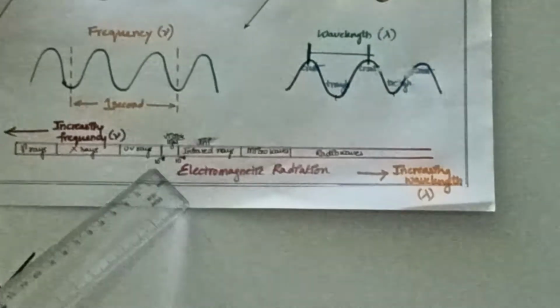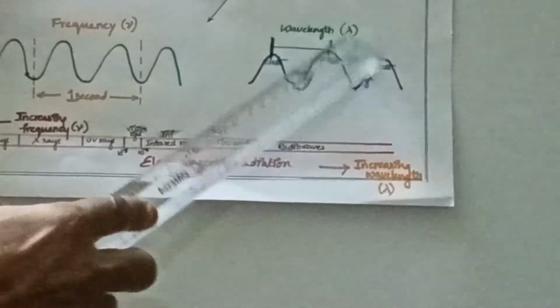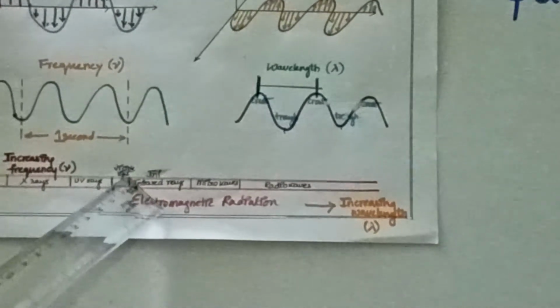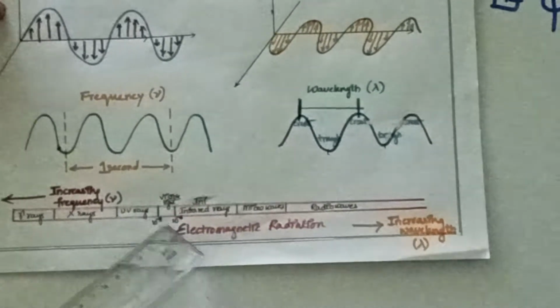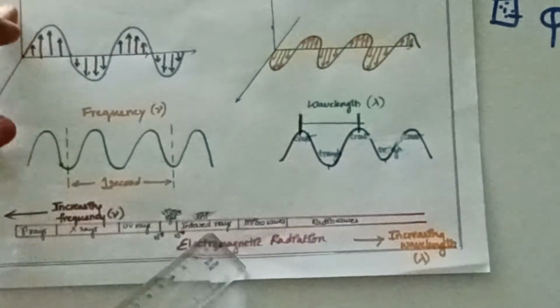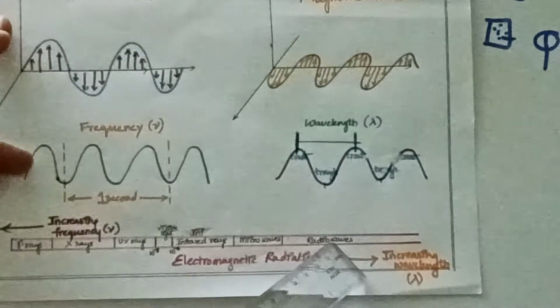Now let us discuss electromagnetic radiation. Here the wavelengths are given. Wavelength is designated with lambda. Here 400 to 700 nanometers is visible light. Visible light has 7 colors. Next to the red color we find infrared radiations. Next, microwaves and radio waves.